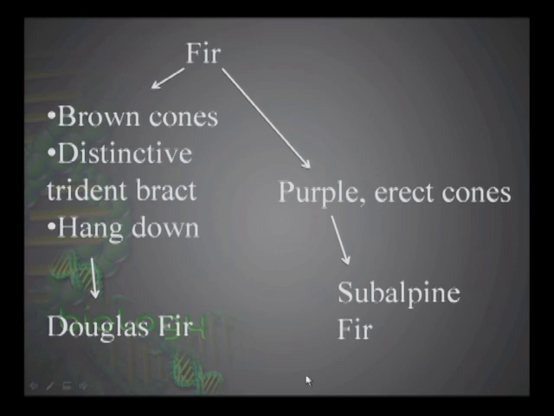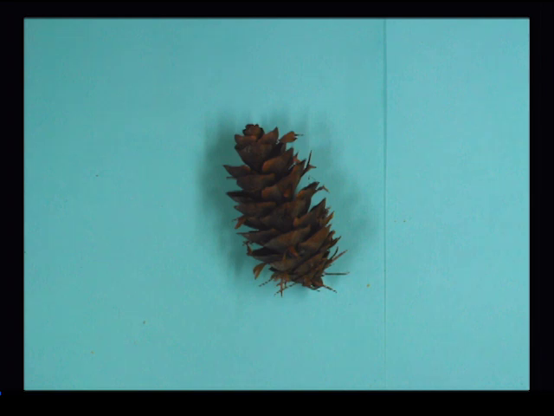Then looking at the firs, those having brown cones with distinctive trident bracts that hang down would be the Douglas fir. I didn't really get to show you this in the last module, and I do want to show you these kind of cones. The Douglas fir cone is pretty unique. I think I'm going to zoom up a little bit on this.